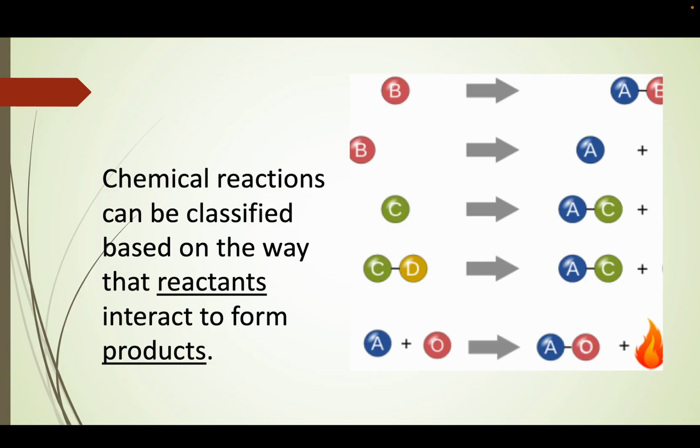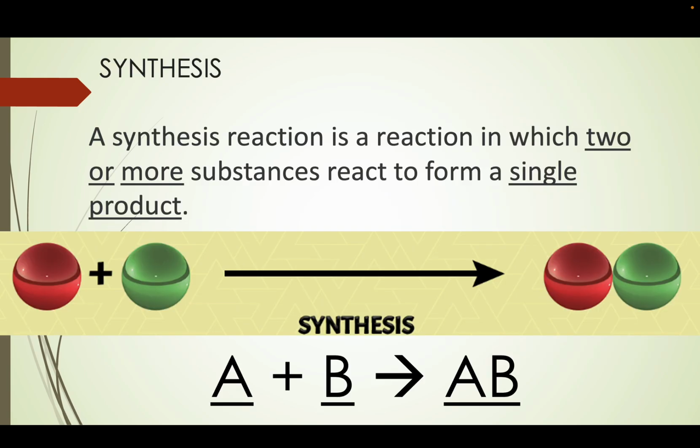And you should be able to look at a reaction equation and classify what type of equation it is based on what the reactants are and what their relationship is to what the products are. Okay. So the first thing we have is a synthesis reaction. A synthesis reaction is when 2 or more substances react to form a single product.